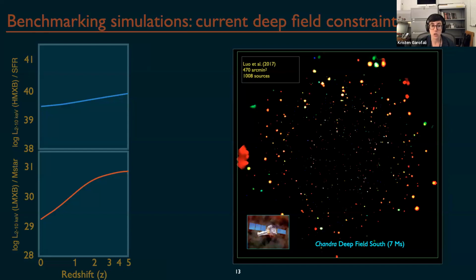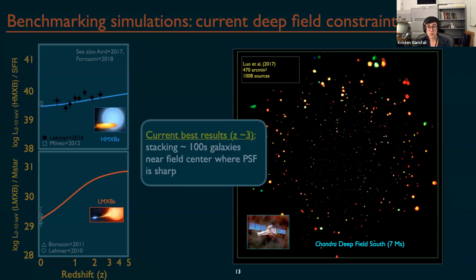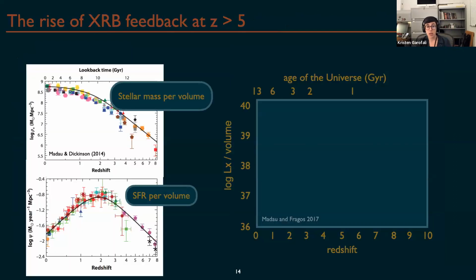So the best performing models that I showed on the previous slide are basically benchmarked with our current deep field constraints and low redshift results. So from the Chandra deep field south, 7 megaseconds, these results we have are basically based on stacking about hundreds of galaxies that are close to the center of the field where the PSF is still really sharp. So this is sort of our current best. We go up to about redshift of 3. And I think you can already see where I might be going with this in terms of how AXIS could do a lot better, particularly with a sharper PSF across the field of view than what we have from something like the Chandra deep field.